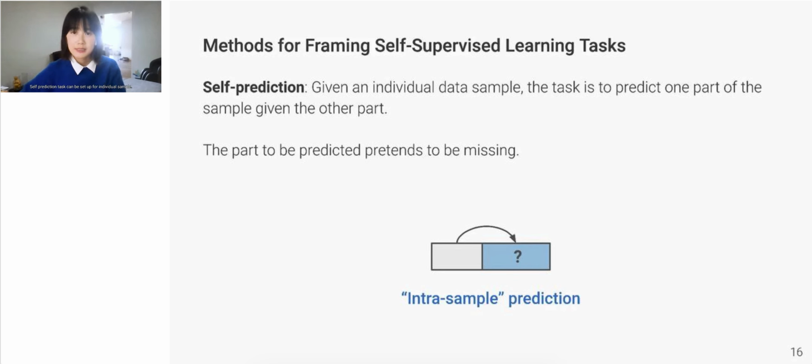Self-prediction tasks can be set up per individual sample. Usually, we pretend one part of the sample is missing and try to predict the missing part given the rest of the information about the same sample. For example, given a full image, you can mask a random patch in it and pretend you don't know what pixels are under the patch, then ask the model to predict what it is. However, since you in fact know the true target, the supervised learning loss can be adopted accordingly.